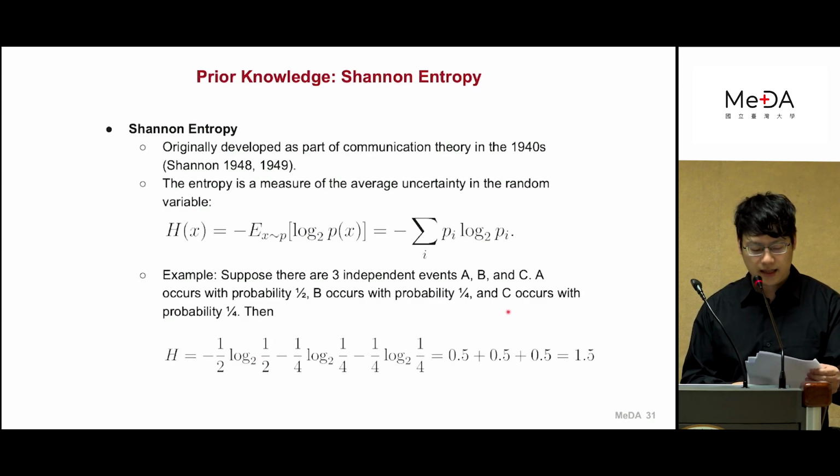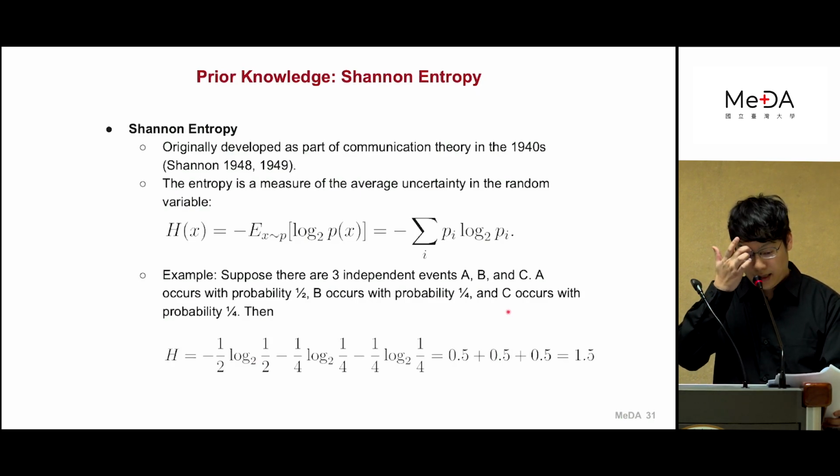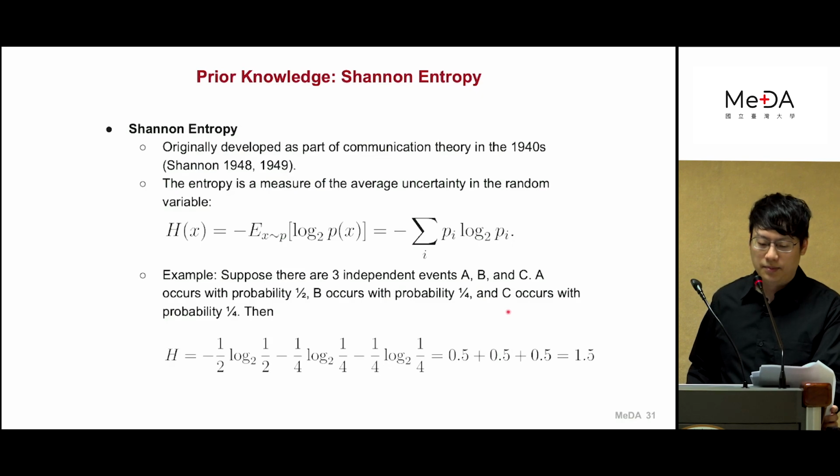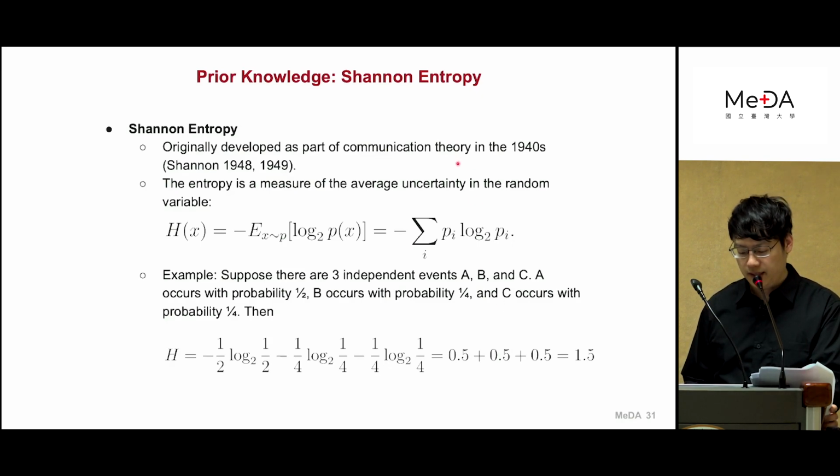Next, let's discuss Shannon entropy, which developed as a part of communication theory in the 1940s. Entropy is a measure of the average uncertainty in a random variable, defined as the expected value of the self-information of a variable.